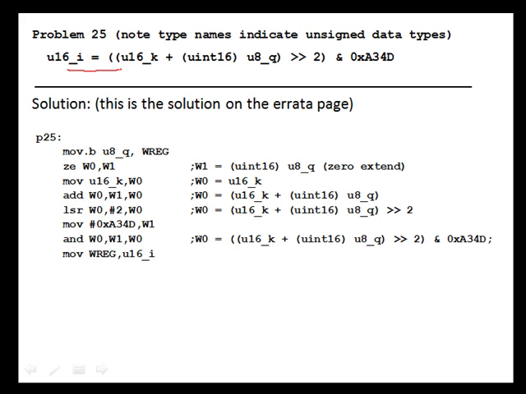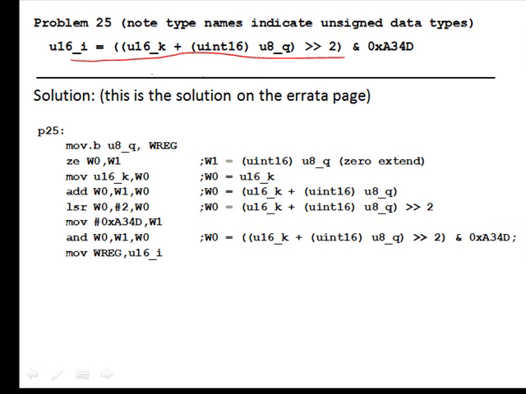Problem 25 asks us to write PIC24 code for this computation. Note that all of these variable names indicate that these are unsigned variables. So let's get started. The first thing that we're going to have to do is take this 8-bit variable and 0 extend it to 16 bits. We need to do 0 extension because this is an unsigned variable. So we'll move Q to WREG, which is W0. Then we're going to 0 extend W0 into W1. So now W1 has our 16-bit 0 extended version of U8Q.